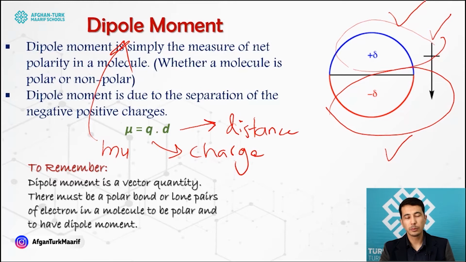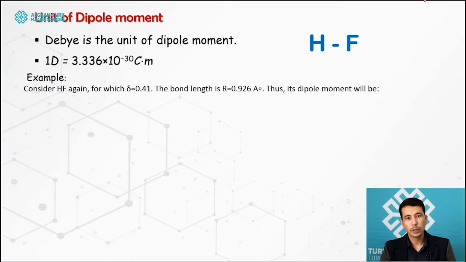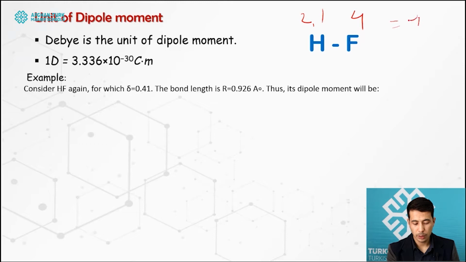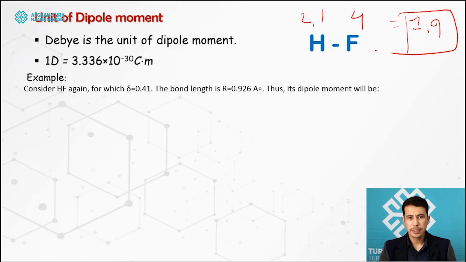The next thing is, for there to be a dipole moment, the molecule must have one or more polar bonds, or it can have lone electron pairs. Okay, let's work upon an example whether this molecule is polar or non-polar. The very easy way to know is what we have studied in non-polar covalent bonding. The electronegativity of hydrogen is 2.1. The difference is 1.9. This means that it's a polar molecule, so it has a dipole moment.